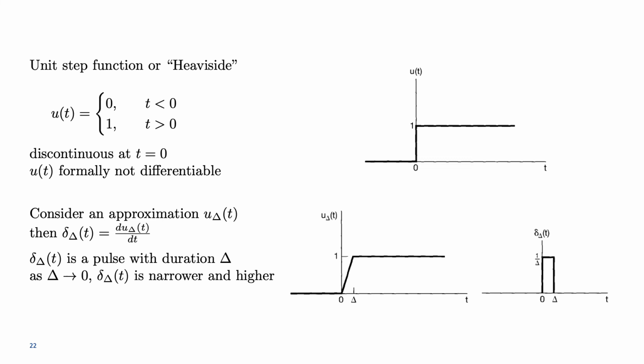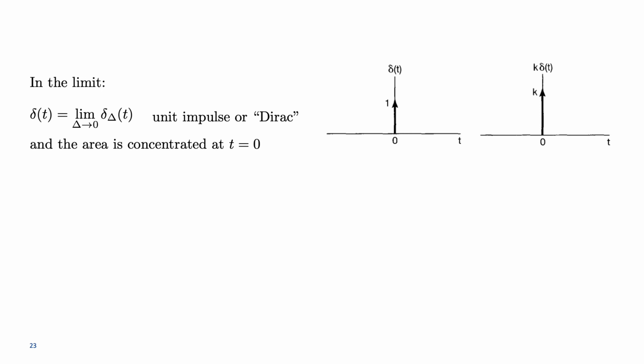So what happens in the limit when this delta becomes really small? In the limit, this delta delta of t becomes a unit impulse, or the Dirac impulse, which is usually indicated with the Greek letter delta. Okay, you can see an example here. The one on the left is unitary, but you can also have a non-unitary one with a value k. It's the one represented on the right. So the area of this impulse is concentrated at time 0, okay? And the area, which is its integral, is 1 or k in general, right?